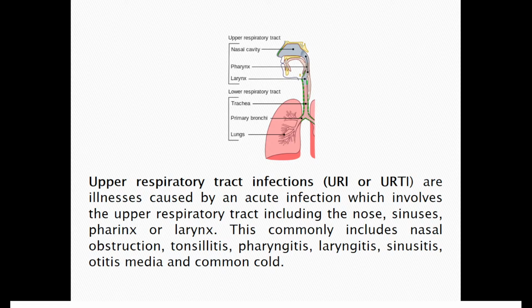Upper respiratory tract infections, URI, are illnesses caused by an acute infection which involves the upper respiratory tract, including the nose, sinuses, pharynx, or larynx. These commonly include nasal obstruction, tonsillitis, pharyngitis, laryngitis, sinusitis, otitis media, and common cold.